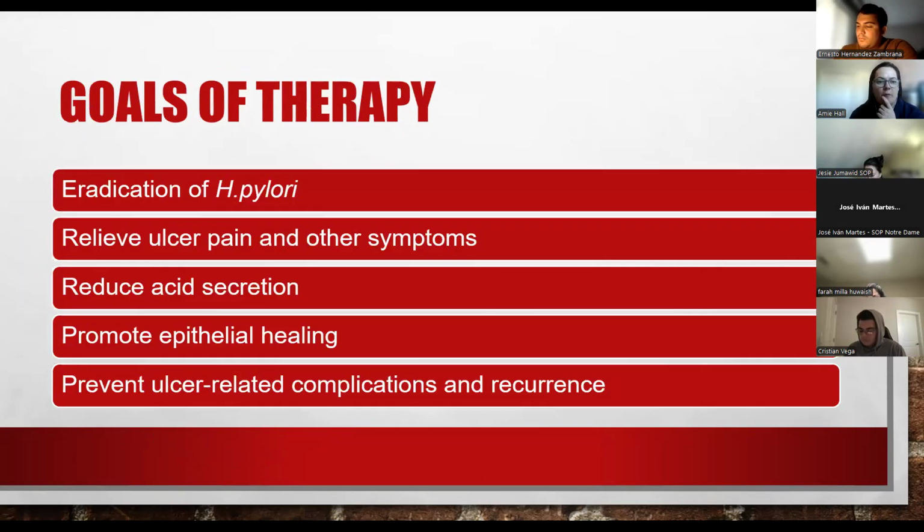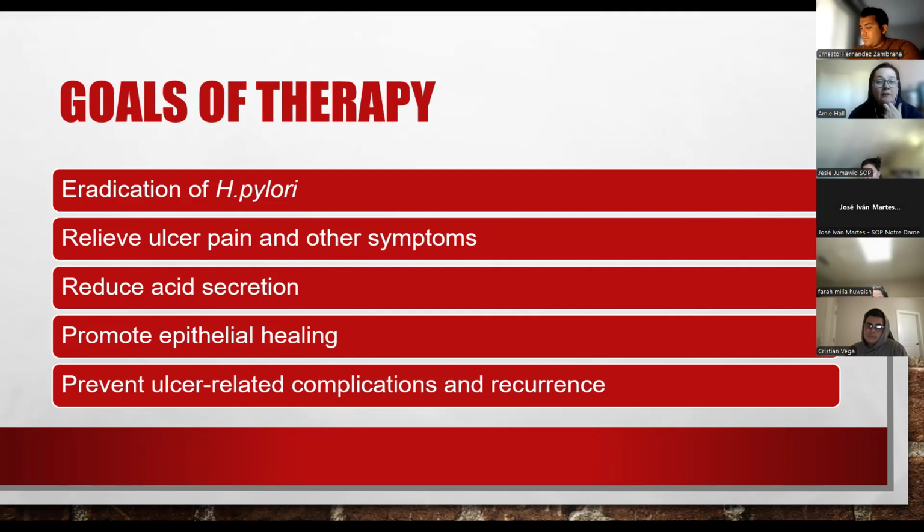So our goals of therapy when we find H. pylori in a patient is we want to eliminate the bacteria. It's not supposed to be there. We want it out of there. Let's get rid of it. We want to relieve the ulcer pain and other symptoms. We want to reduce acid secretion because reducing acid secretion promotes epithelial healing, and then prevent ulcer-related complications like bleeding and recurrence.